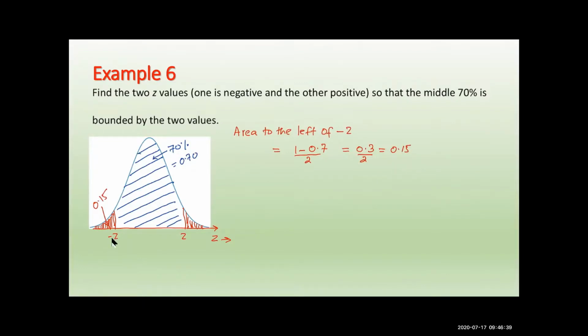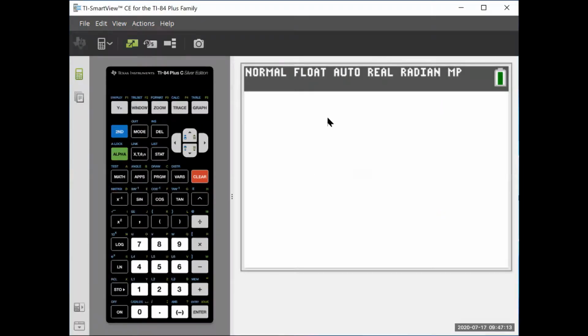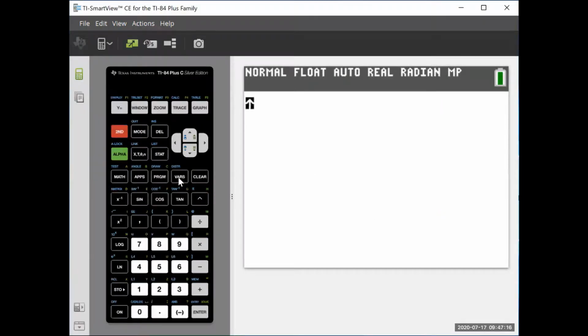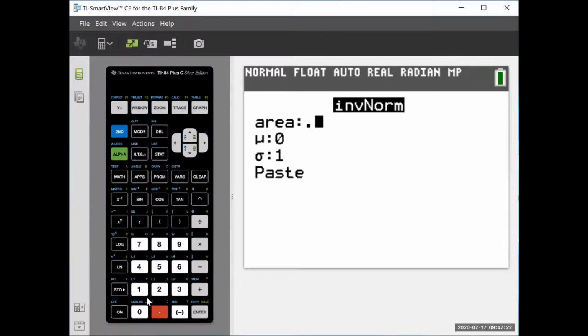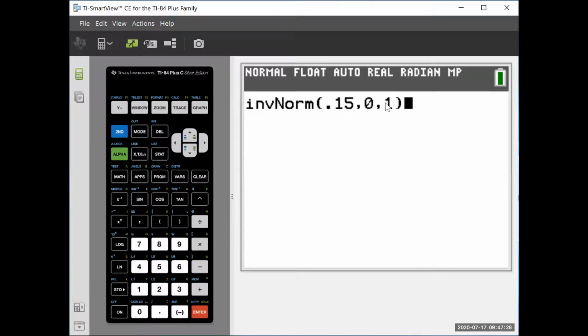Now in order to find this negative z value, we use this prompt in the calculator: inverse normal. Area is 0.15, mean is 0, standard deviation is 1. Make sure you write that down. Then we are going to work on the calculator. In the TI-84 calculator, we go to second, then vars, then number 3. Area is 0.15, mean is 0, standard deviation is 1, paste it. This is just like the way we have written. Then enter and expect the negative value.